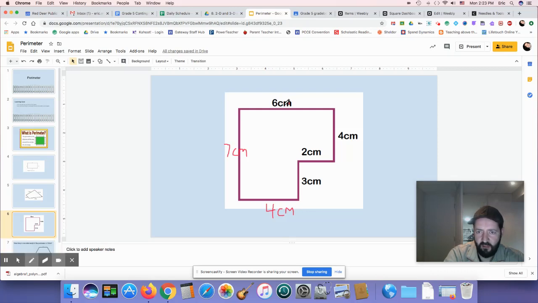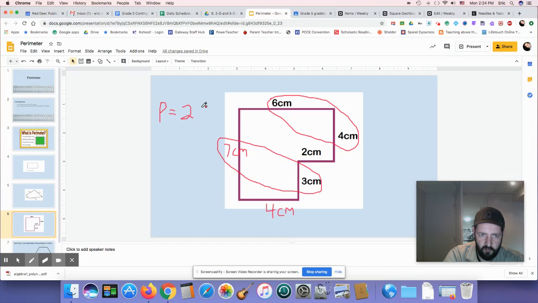I know that, well, 6 and 4 are good complementary numbers because if I add these together, that would give me 10. And I know that 7 and 3 are complementary numbers because if I add 7 and 3 together, that gives me another 10. And then all I'm left with is 2 and 4. And if we add those together, we get 6. So we've got 10, 20, 26. So the perimeter of this shape here is 26 centimeters. Again, don't forget to put your units in.